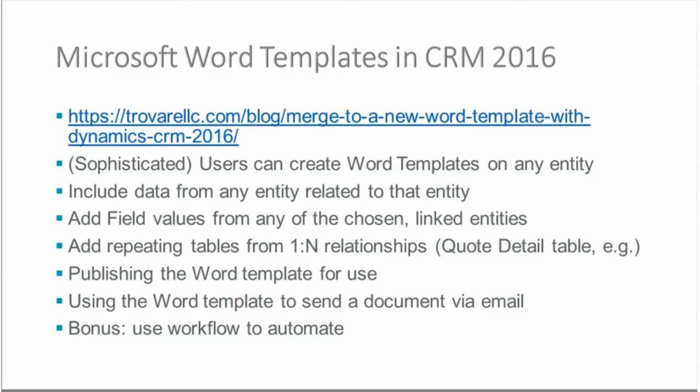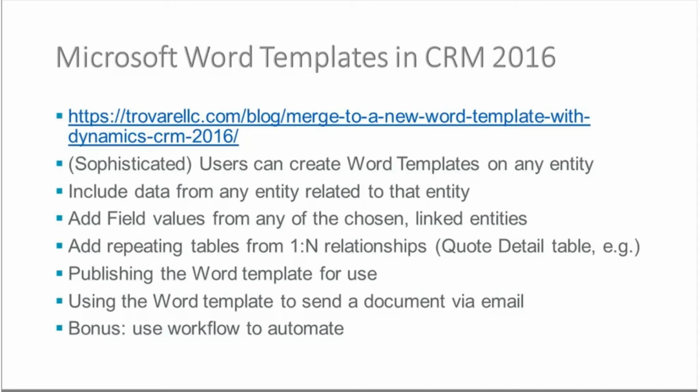you can grab any field values from any of those entities into your document. Now, if they're from an N-to-one relationship, if it's a lookup, then you just add that field value in there. If you have a one-to-many relationship, like quote to quote detail, opportunity to opportunity product, or account to contact, then you can create a repeating table in that Word doc. So, for example, you can have the quote header information as fields, and then you can have a table showing you the products on that quote or the details on that quote.